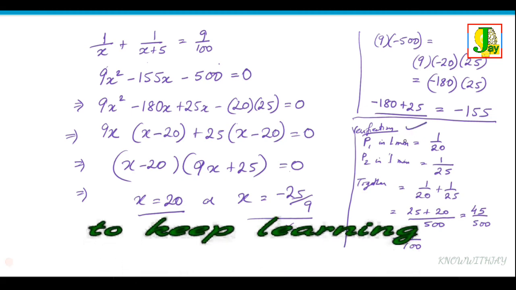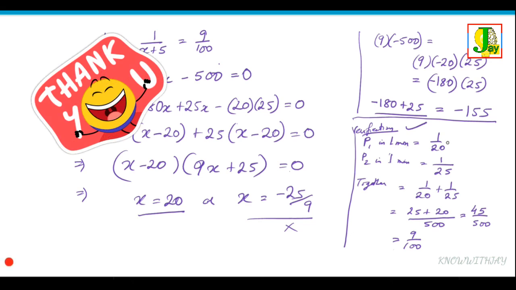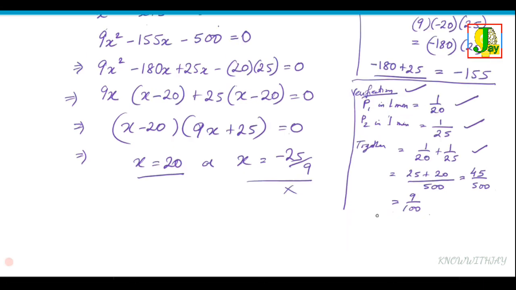So here is the verification part in case you want to go through. If pipe 1 runs for 1 minute, it covers 1 by 20th of the tank, and pipe 2 covers 1 by 25th of the tank. Now together they will cover 1 by 20 plus 1 by 25. On solving this, you get 45 by 500, which means the time taken by both the pipes filling the tank together will be 100 by 9, which is given in the question. That means our solution is right.